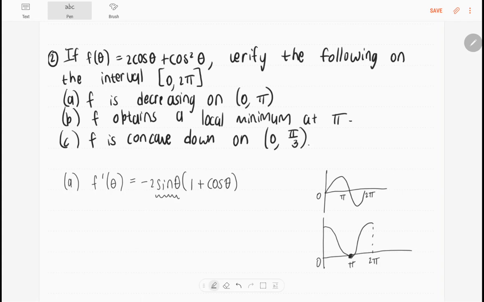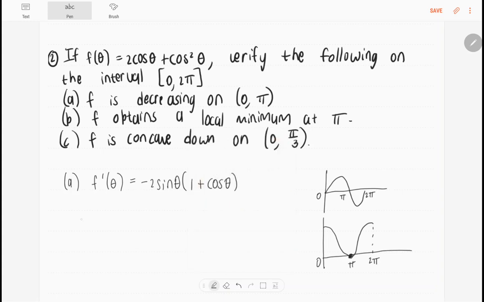So we can see that 1 plus cos theta is always greater than or equal to 0. It's equal to 0 only when theta equals pi. And we can see that sin theta is positive between 0 and pi and negative between pi and 2 pi. So when we look at this function, we know it's going to be equal to 0 when either sin of theta equals 0 or 1 plus cos theta equals 0. So that's going to be at the values 0, pi, and 2 pi.